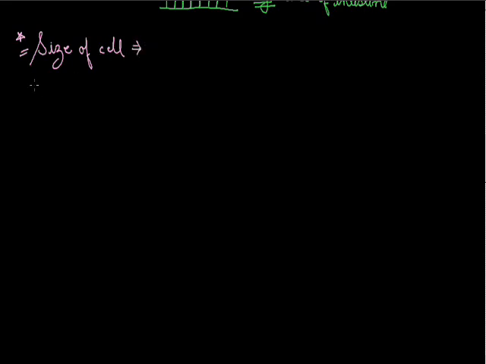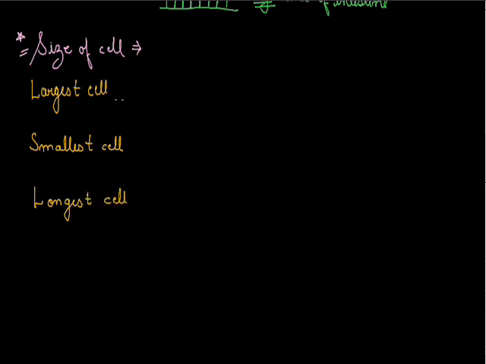In this, the first is the largest cell, second smallest, and third longest. For prokaryotic and eukaryotic cells, the normal measurement of a prokaryotic cell is 0.5 to 0.10 μm, and for eukaryotic cells 10 to 100 μm.